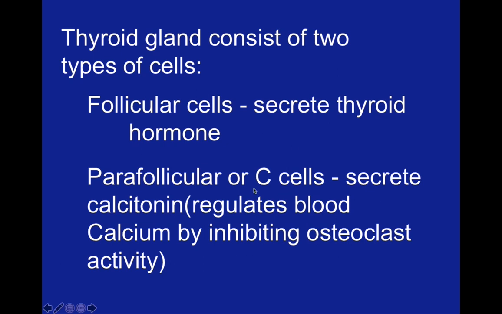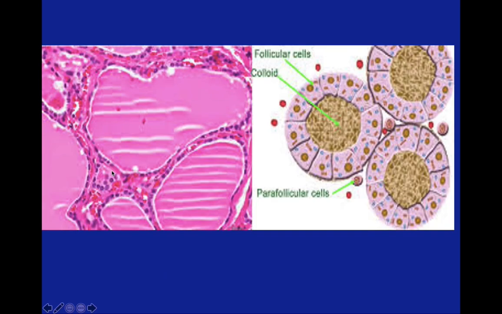So again, I prefer to call these C cells because C cells are the ones that release calcitonin. But I do want you to be comfortable with this name as well. These are the follicular cells that release the thyroid hormone, and the parafollicular cells are going to release calcitonin. This is another picture just to show you these thyroid follicular cells that wrap around the colloid and the parafollicular cells that are found in between.